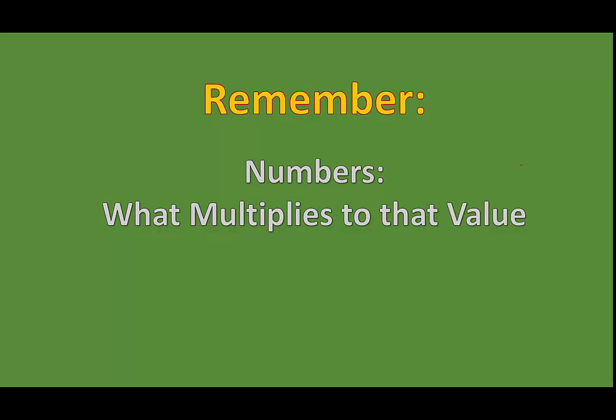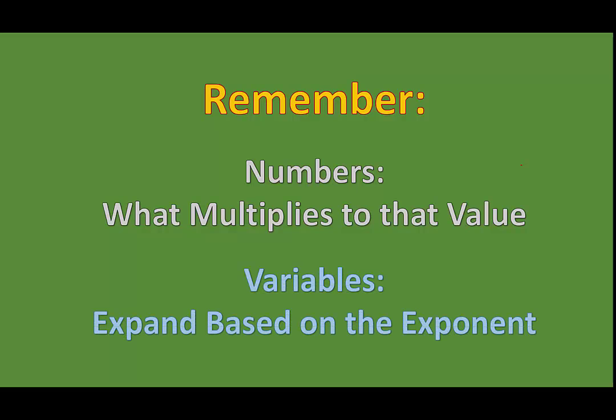So a few things just to remember, to summarize it up. When you're finding the GCF in numbers, you just want to find all the factors, or what numbers multiply to that original value. And when you're working with variables, expand the variable based on the exponent. Use those exponent rules. That's all there is to finding GCF.